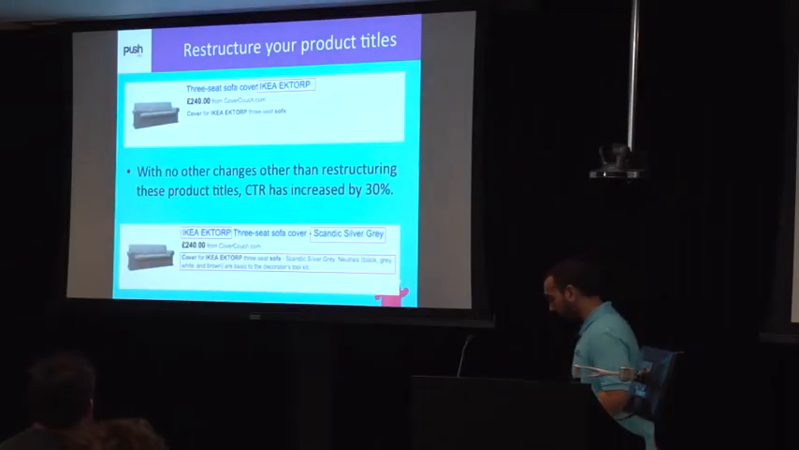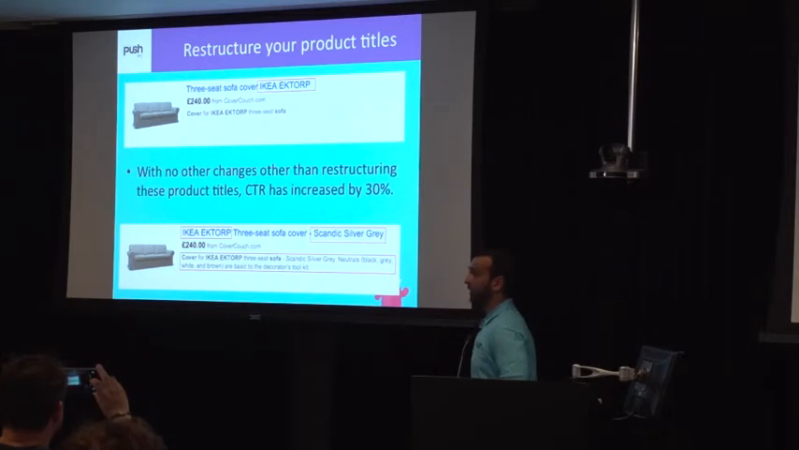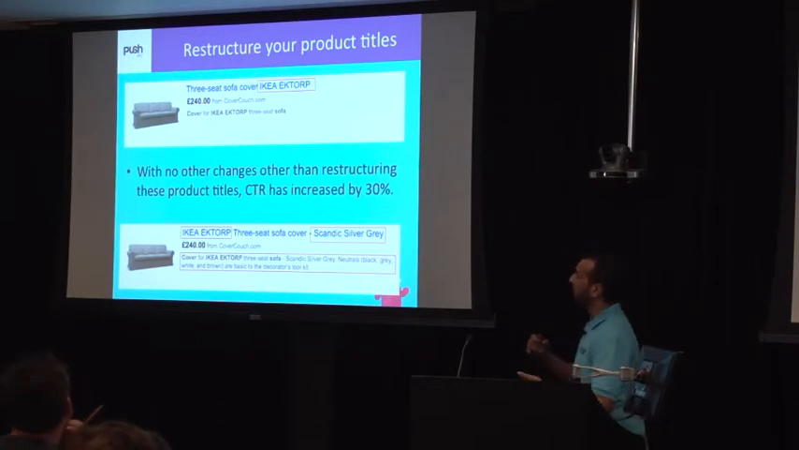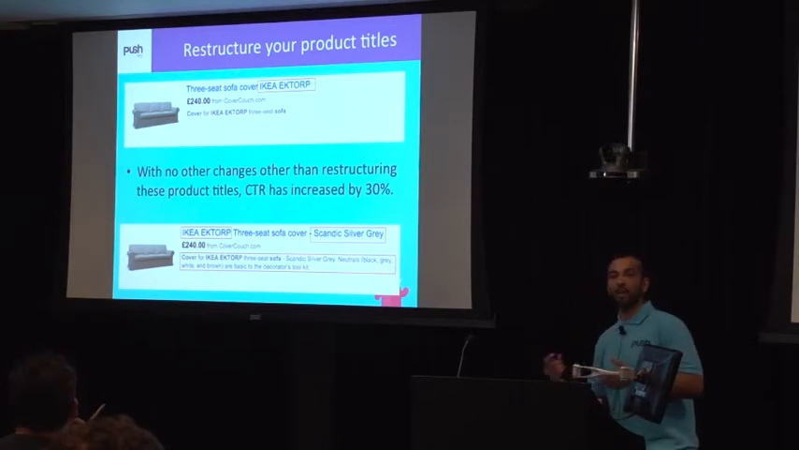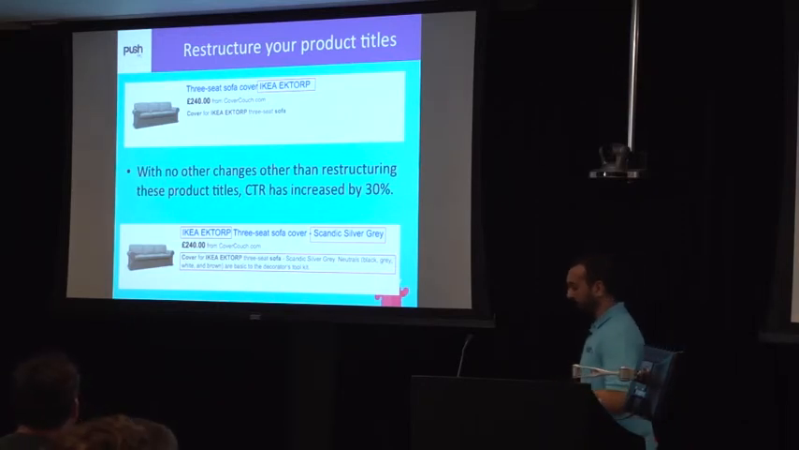So I'll give an example, just applying this. On the top, I spoke about the guys who sell those IKEA sofa covers. And if you look at the title, as it were, before intervention, IKEA, which is the brand, Ectorp, which is the model, was at the end of the title. And like I said, Google's algorithm runs from the left-hand side to the right-hand side. So that listing was not ranking very high in comparison to competitors.